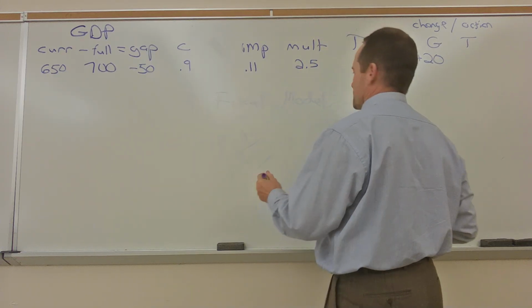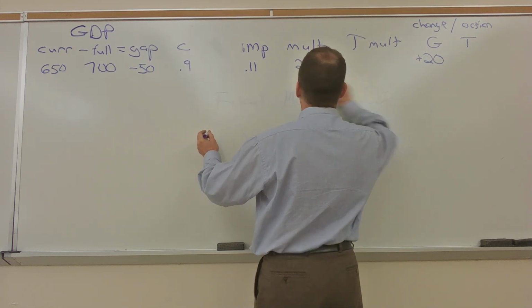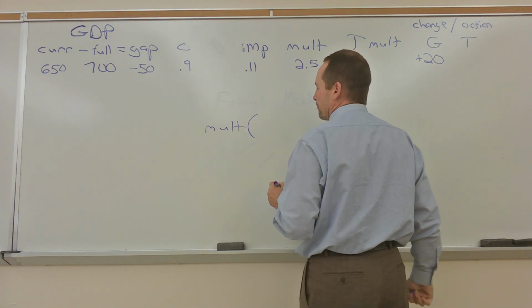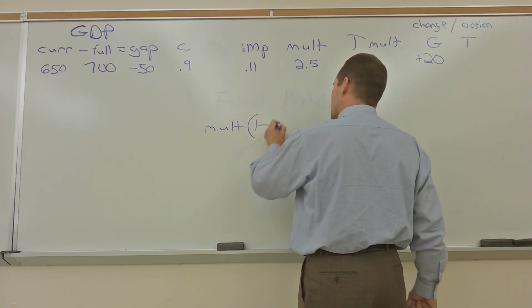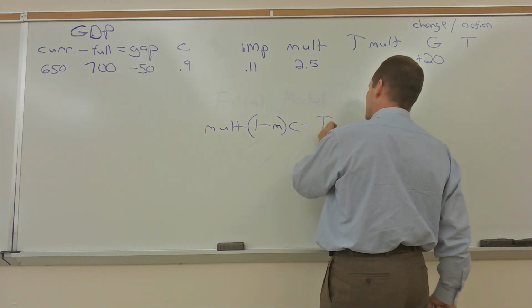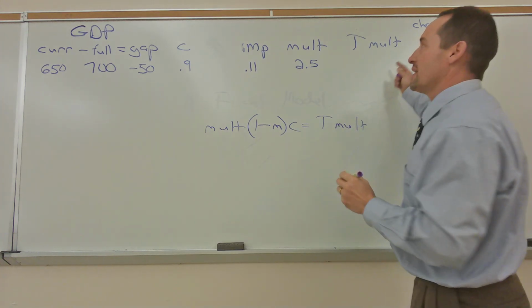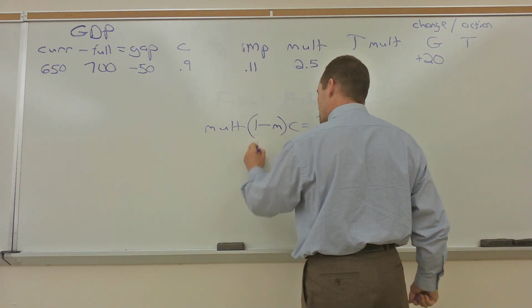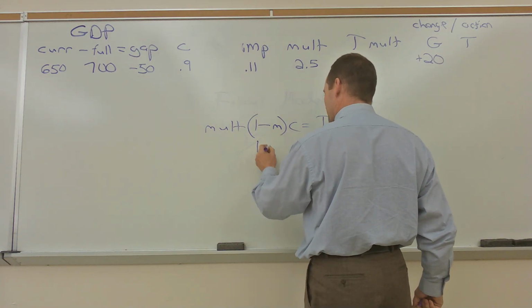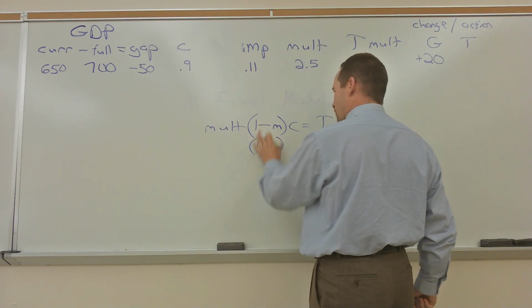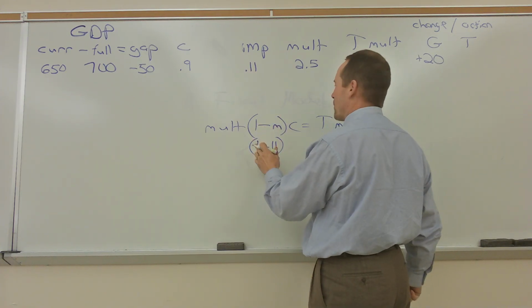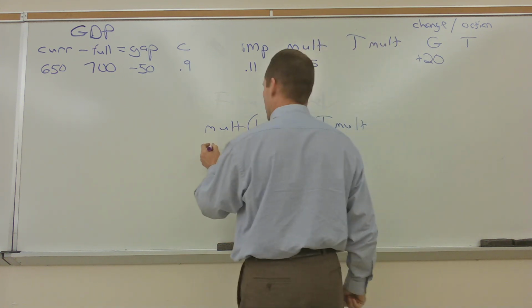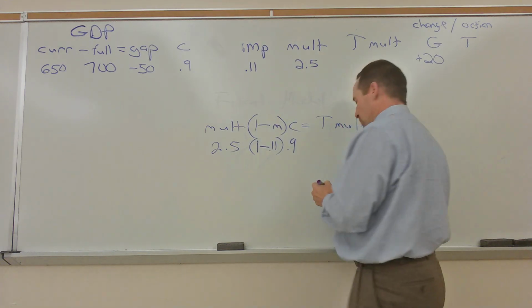Now here's the missing link. The missing link is this: whatever your multiplier is, times 1 minus importing times consumption, equals the T multiplier. So we have everything here but the T multiplier. Our propensity to import, or the percent of our consumption spent on imports, is 11%. So this parentheses equals 0.89, times 0.9, times the multiplier. Our multiplier is 2.5. That will give us the tax multiplier.